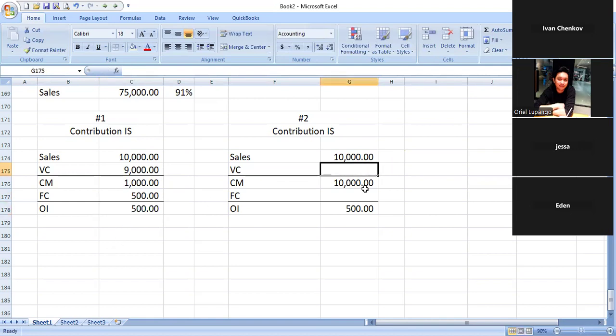The other company highly depends on the fixed cost. So let's say their variable cost is only $50. Or let's go the other way: their variable cost is only $500, but their fixed costs are ginormous, $9,000. And their operating income is $500. So let's see what the percentages are here.